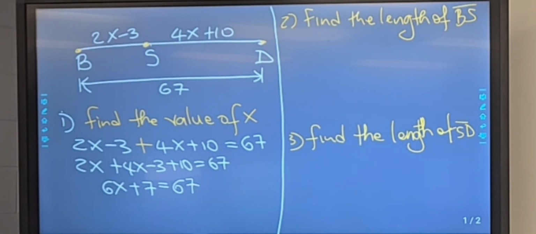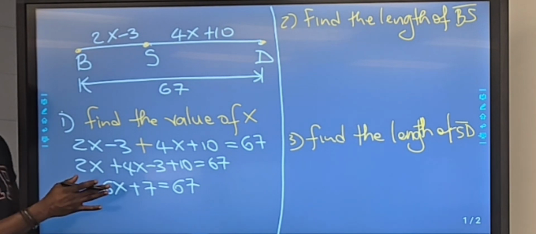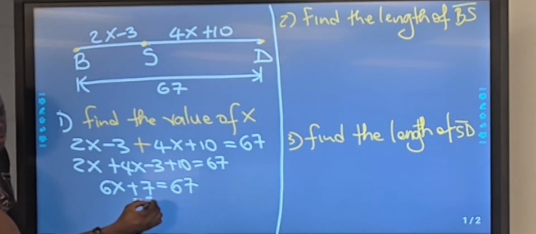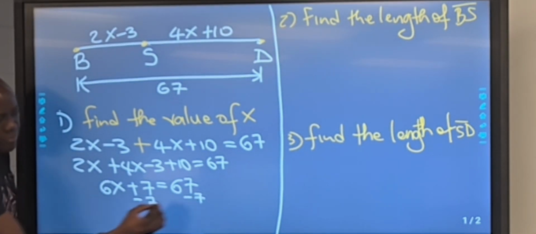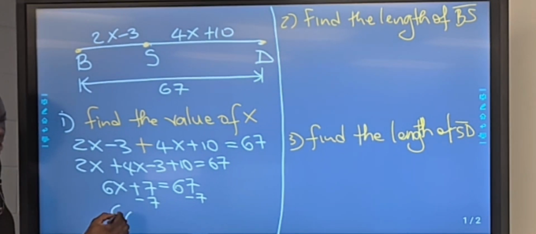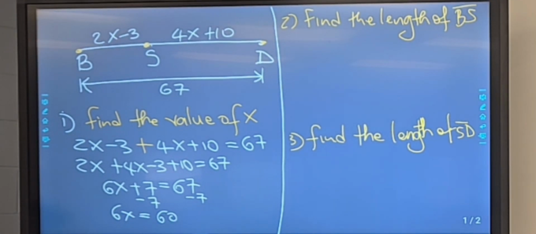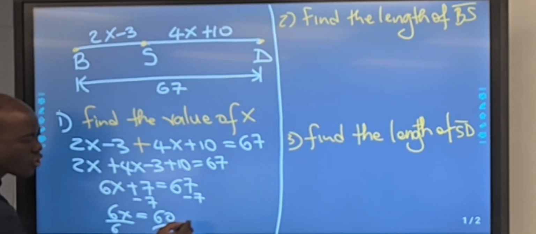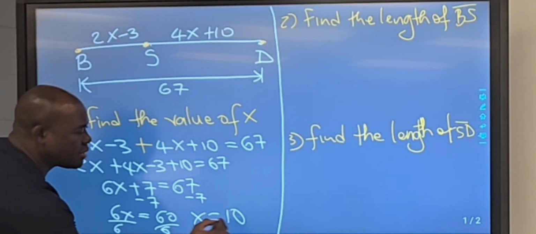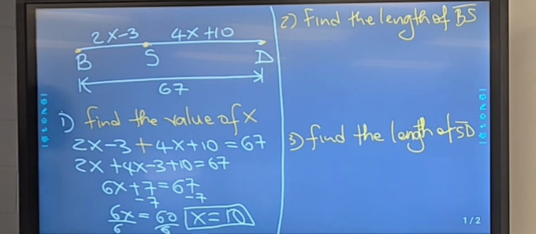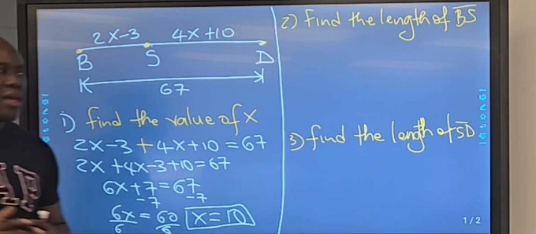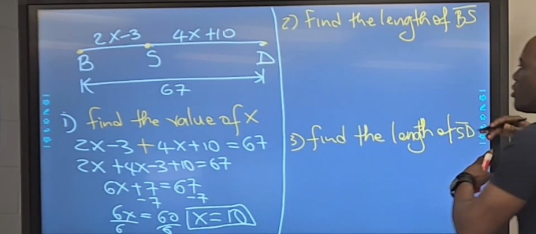We're almost there. In terms of isolating my 6x, I'm going to subtract 7 from both sides. Make sense? So 6x is 60. So to find x, we'll divide both sides by 6. So x is 10. Now, if I know that x is 10, then I'm able to respond to other things.